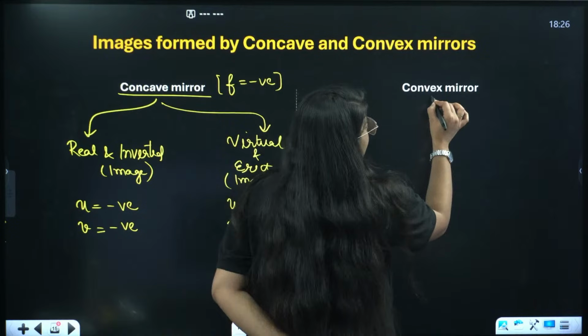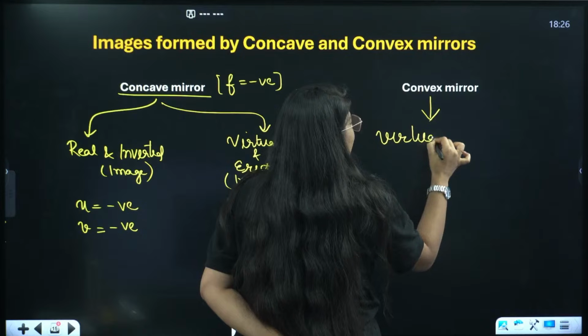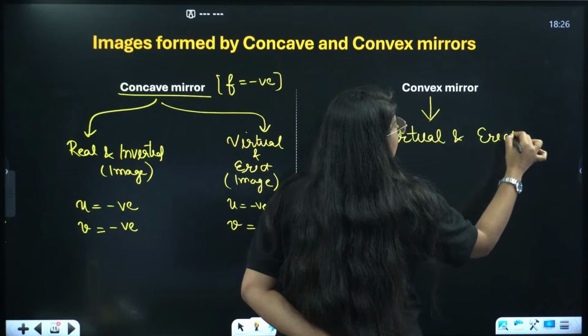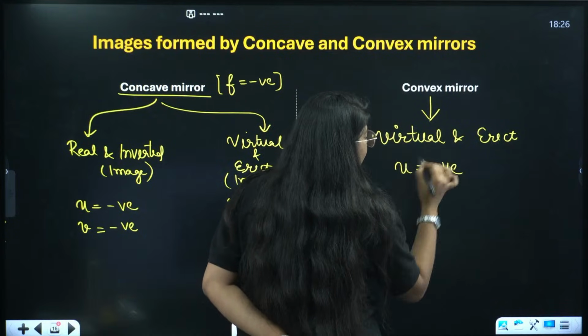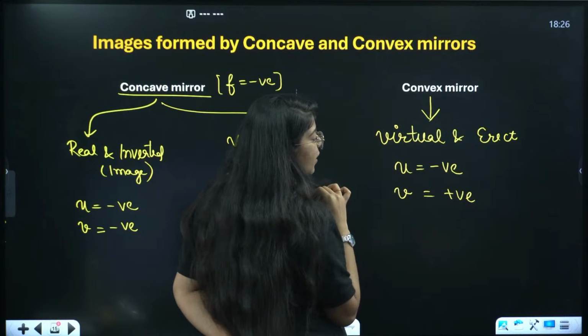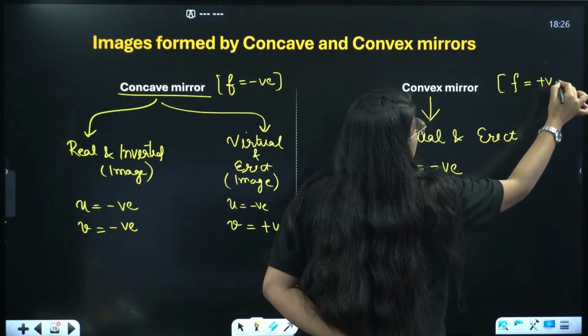Then in a convex mirror only one kind of image is formed, that is virtual and erect. In this case U is again always negative, and for virtual and erect, V is always positive. And the focal length of a convex mirror is always positive.